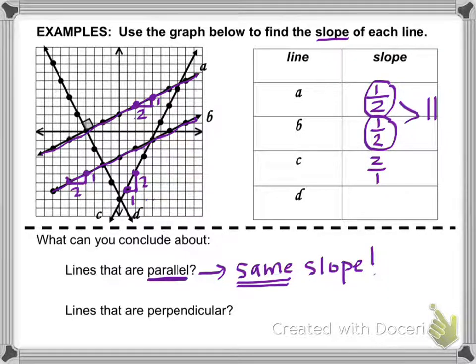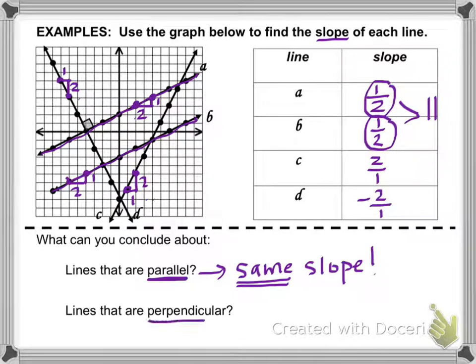All right? And then line D, let's pick two other points from that line. Maybe these 2 points. Let's make our triangle. Our vertical change is 2. Our horizontal change is 1. This time our line is moving down from left to right, so it's going to have a negative slope. And the vertical change of 2 goes on top. The horizontal change of 1 goes on bottom.